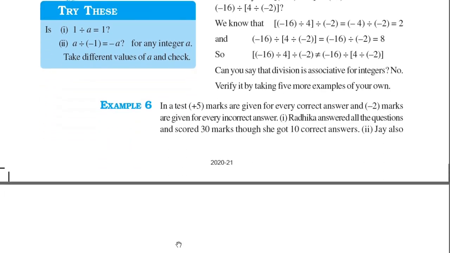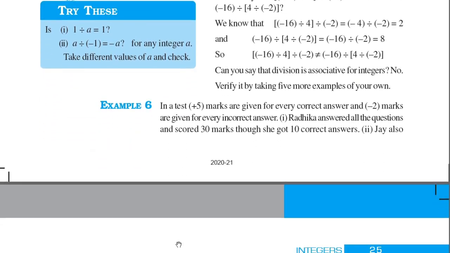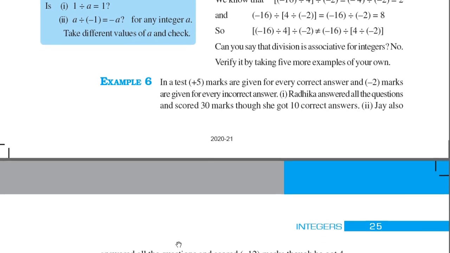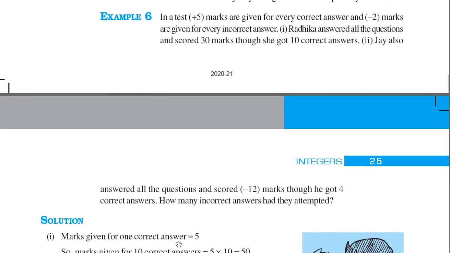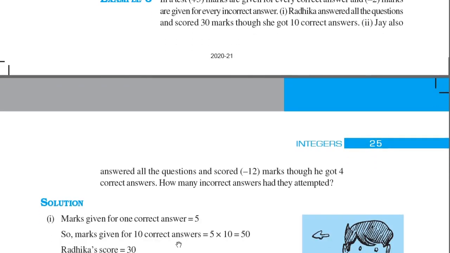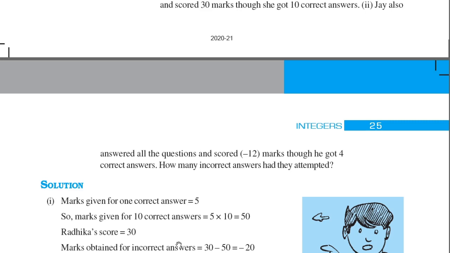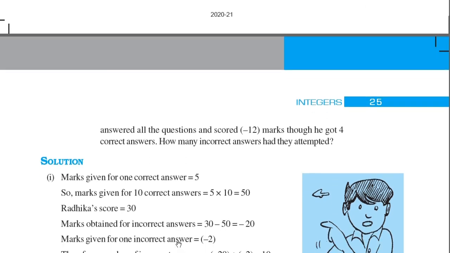Example 6. In a test, plus 5 marks are given for every correct answer and minus 2 marks for every incorrect answer. Radhika answered all questions and scored 30 marks, though she got 10 correct answers. Jay also answered all the questions and scored minus 12 marks, though he got 4 correct answers. How many incorrect answers had they attempted?